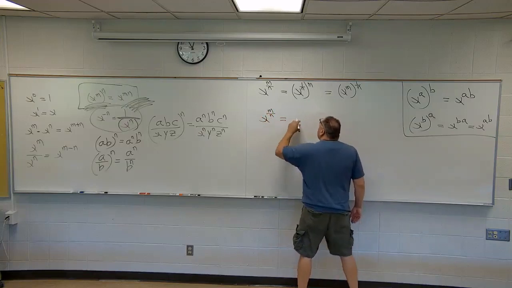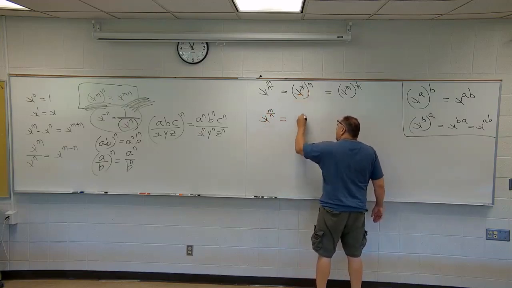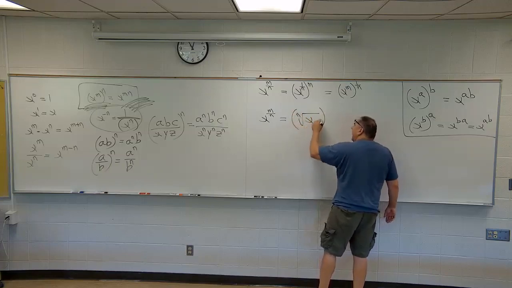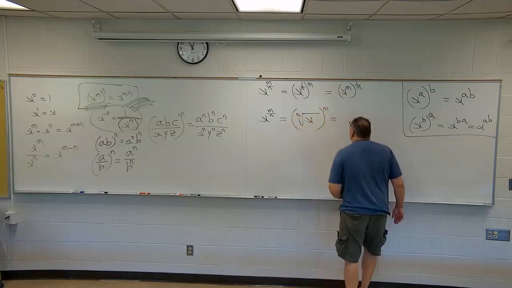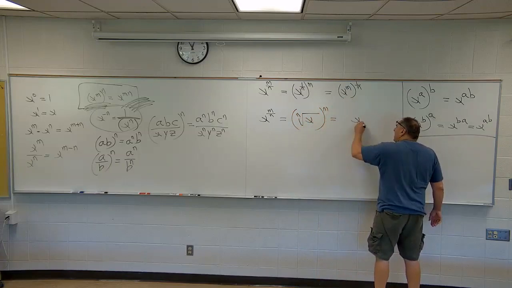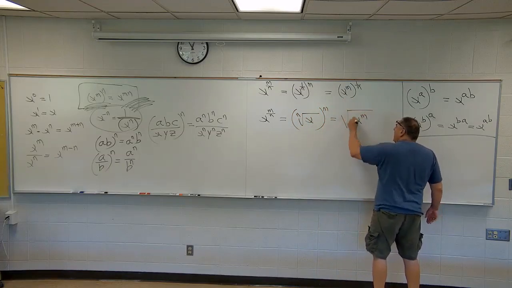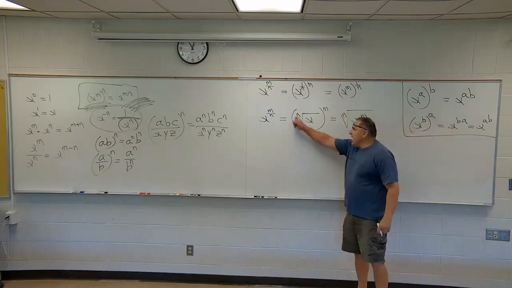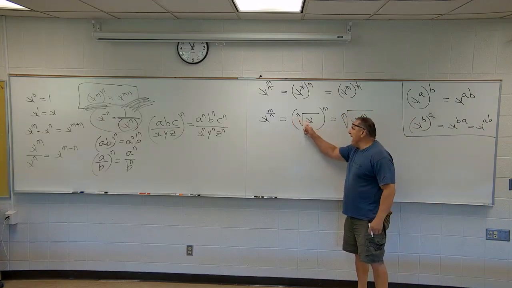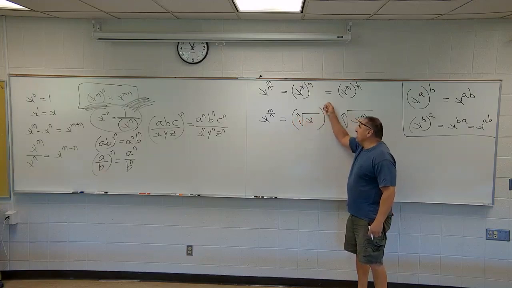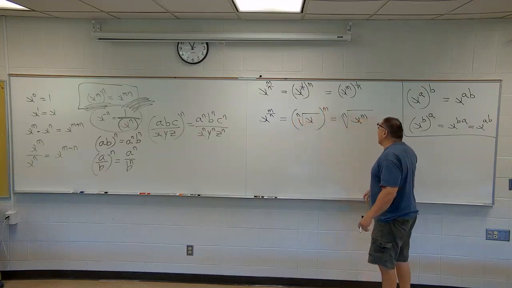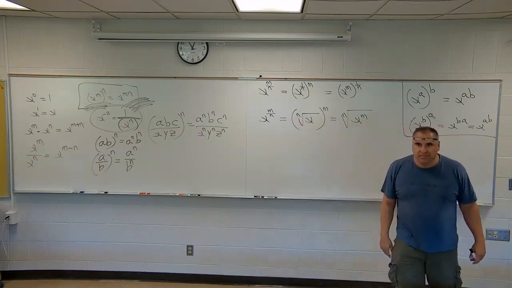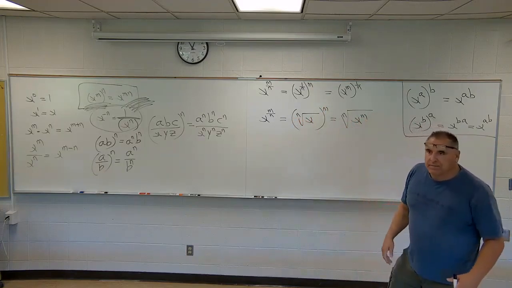That right there, did we say x to the 1 over n is the nth root of x? The nth root of x taken to the m power is the same as x to the m, then get the nth root. Watch this again now. The nth root of x, get an answer, and then go to the m power is the same as going x to the m power first and then getting the nth root. Hugely significant.